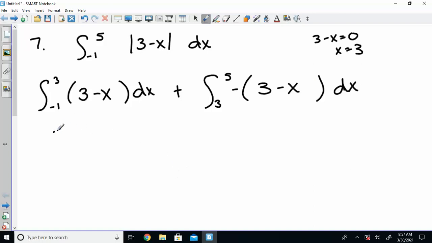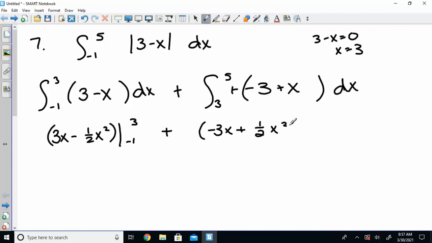Antiderivative of 3 is a 3x, minus the antiderivative of x, would be 1/2 x squared. So we're doing that from -1 to 3. Plus, can I distribute this negative? So it would be a -3 and a positive x. So it would be a -3x plus 1/2 x squared from 3 to 5.